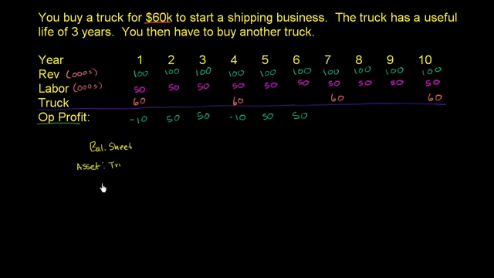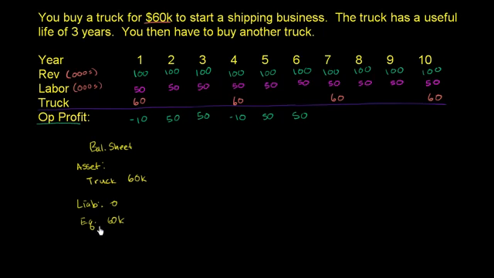So in the asset category, we have a truck. And we are saying that right when it's brand new, it is worth $60,000. And we have no liabilities, so I'll just put a 0 there. And so our equity, our shareholders' equity, is 60,000 minus 0, which is 60,000. Our company is worth $60,000 on our books.